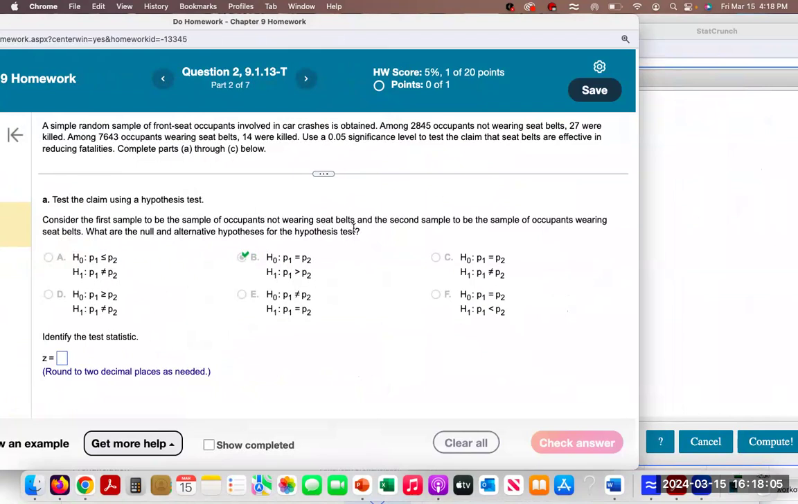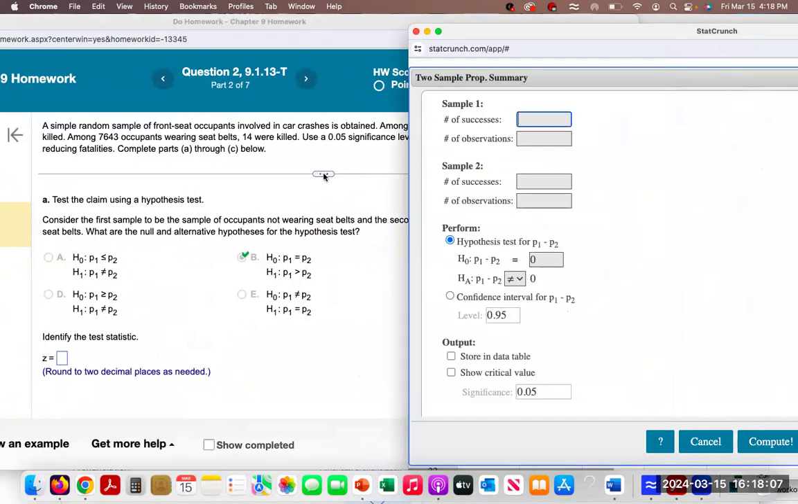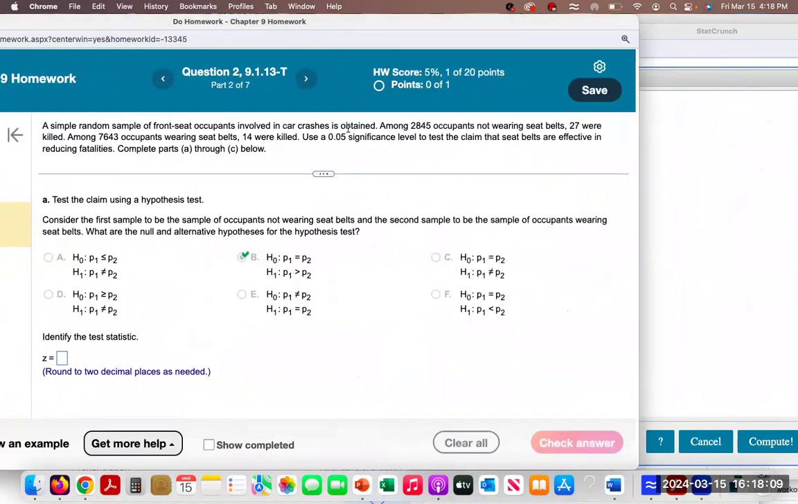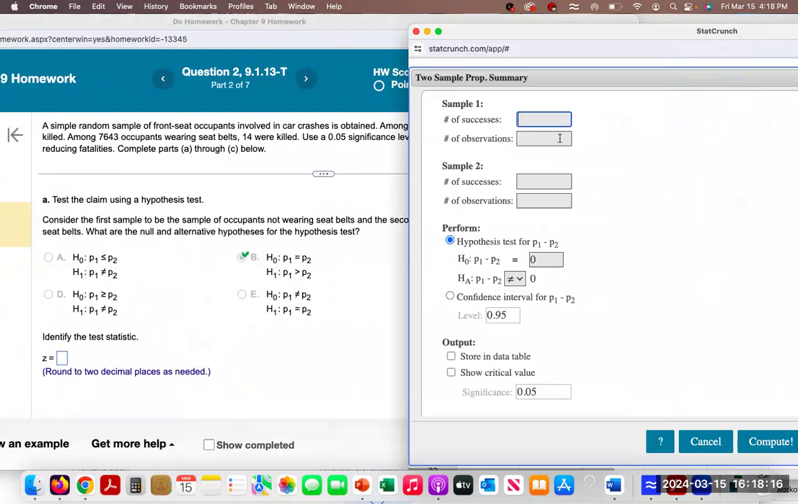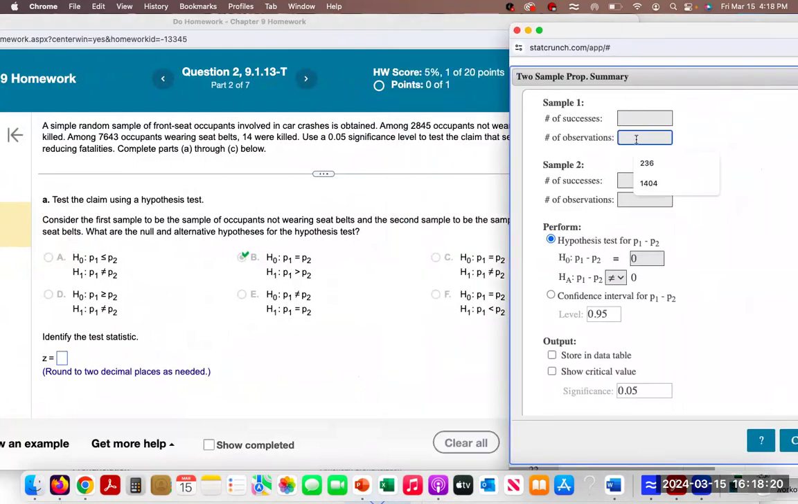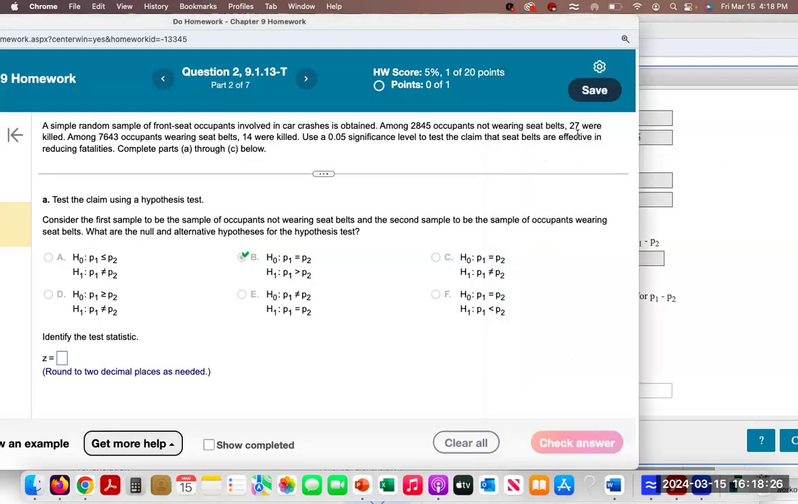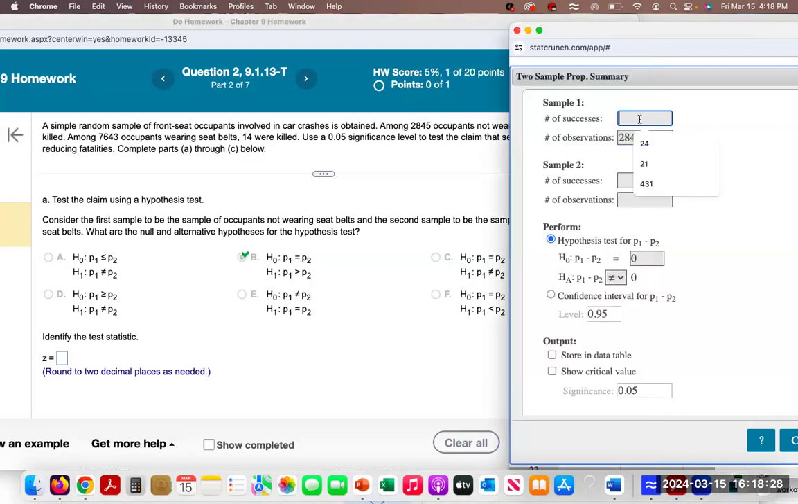and the number of successes is the number of people that are killed. So in sample one, among 2,845 occupants not wearing seatbelts, so this is the total number of observations, which is 2,845. 27 were killed.